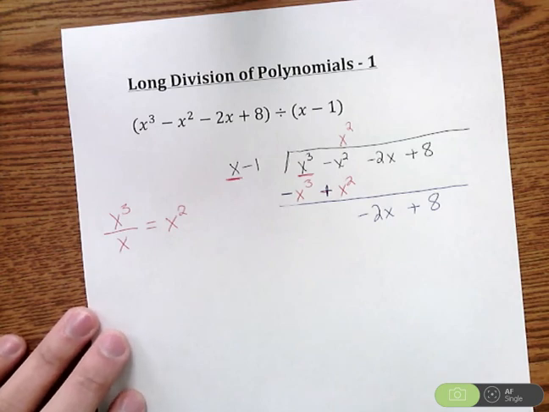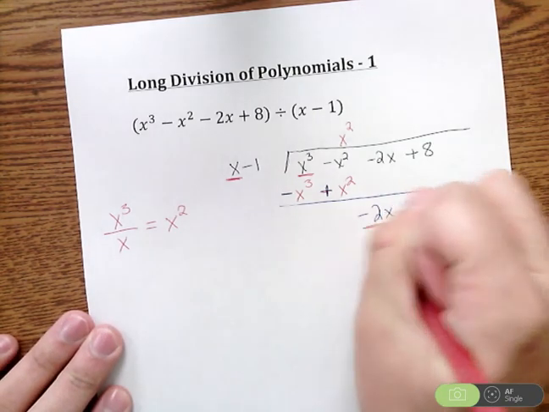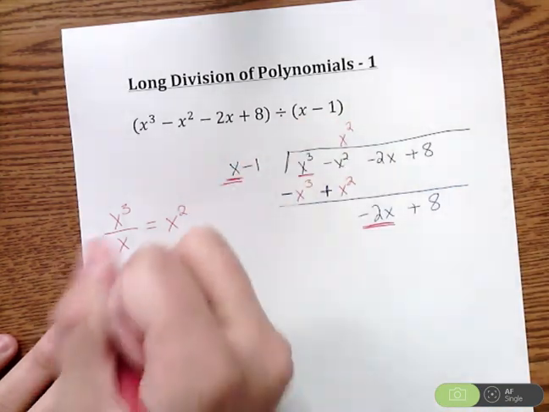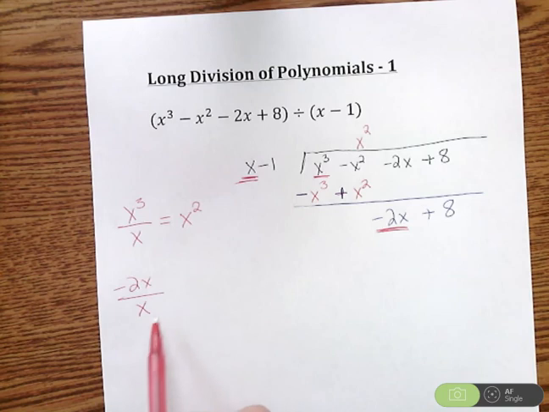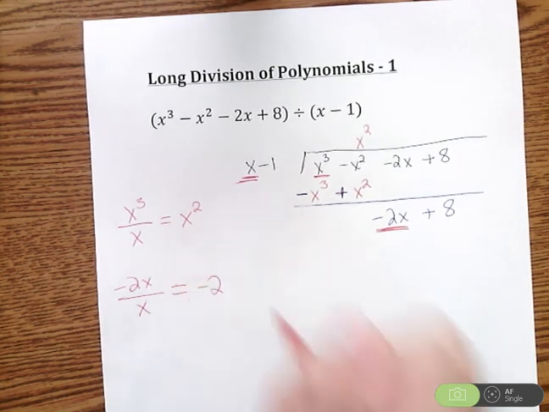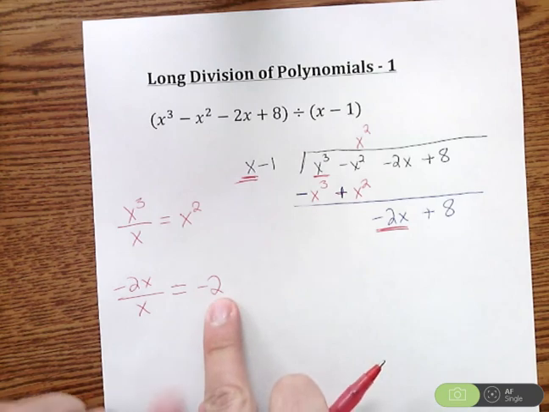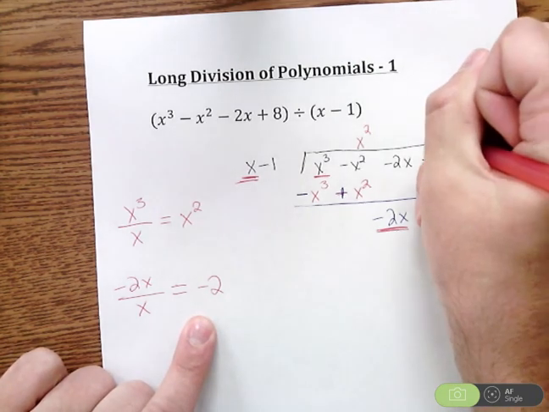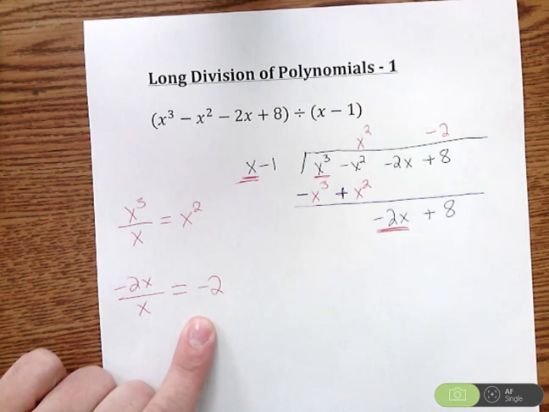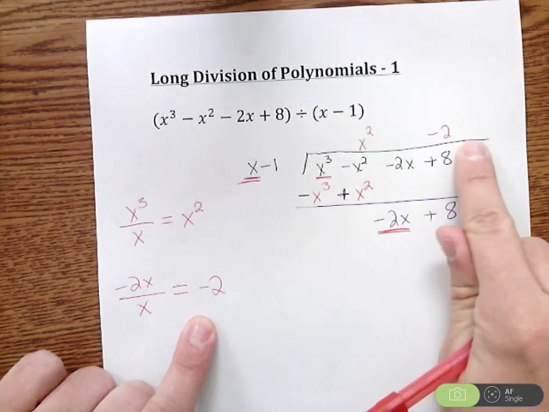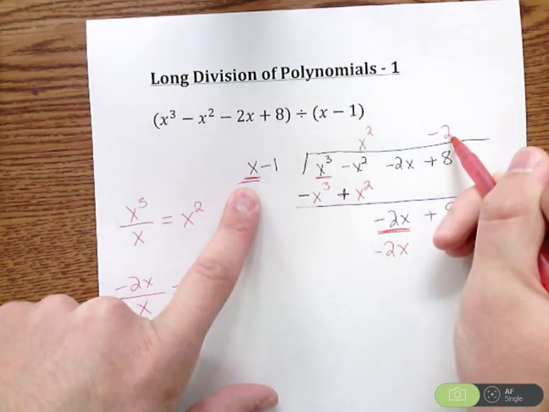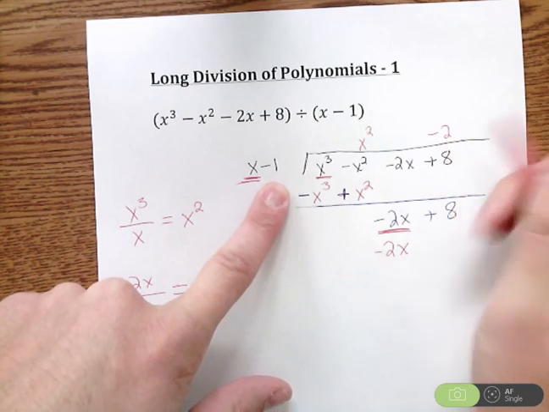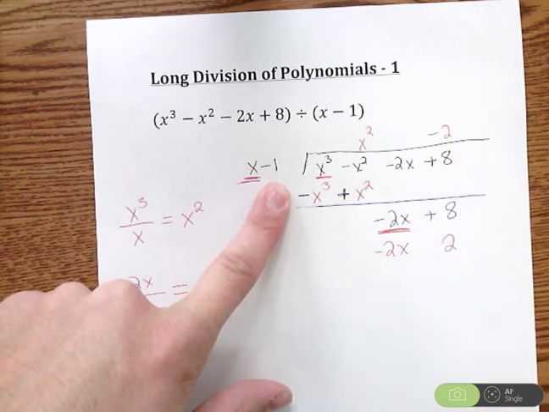I'm going to repeat that process I just did. I take the first term and the first term. So I have negative 2x divided by x. I had an x available, take an x away, and that leaves us with just a negative 2. Very similar process: take that constant and line it up with the constant right there. We're going to take that negative 2 and multiply through. Negative 2 times x is negative 2x. Negative 2 times negative 1 is positive 2. So I'm going to write my 2.